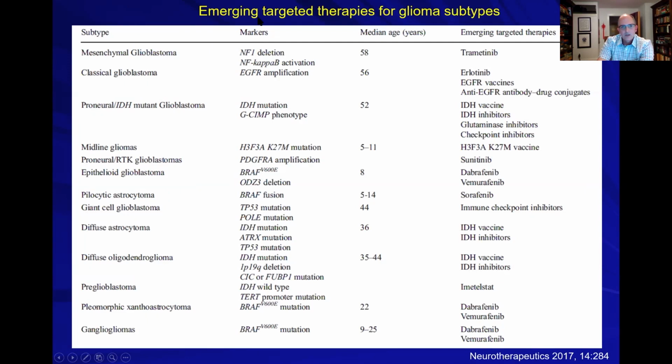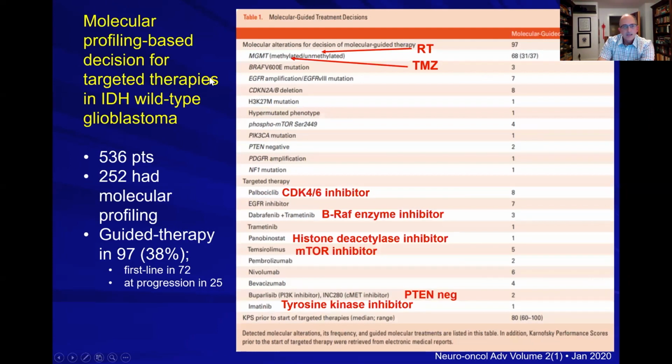All right, so there are lots of emerging targets out there for the glioma subtypes. This is not a comprehensive list, but you can see subtypes here. You can see associated genomic mutations that have been discovered. And there are very specific therapies out there that can be tried. This is an area that I find very exciting.